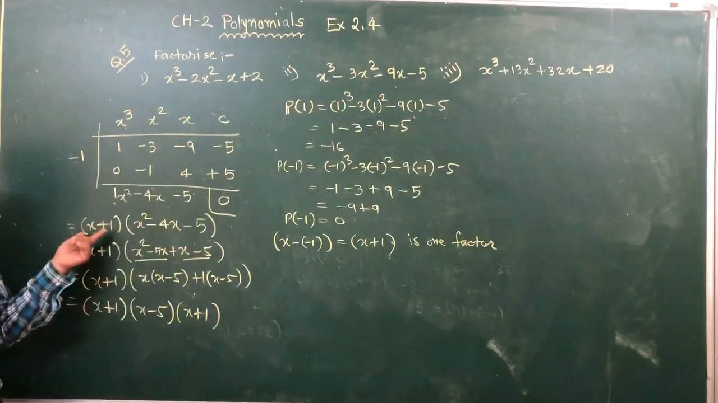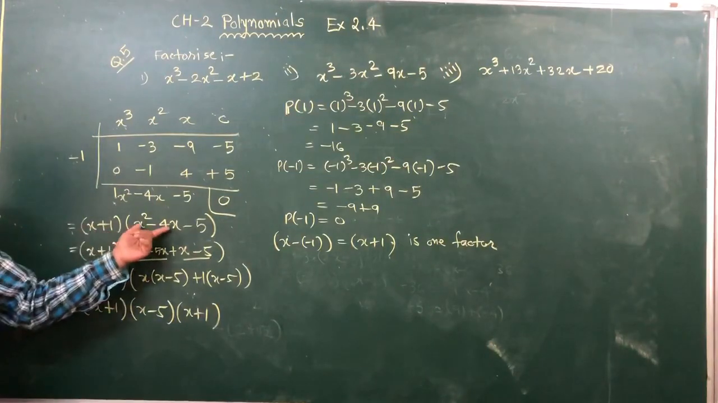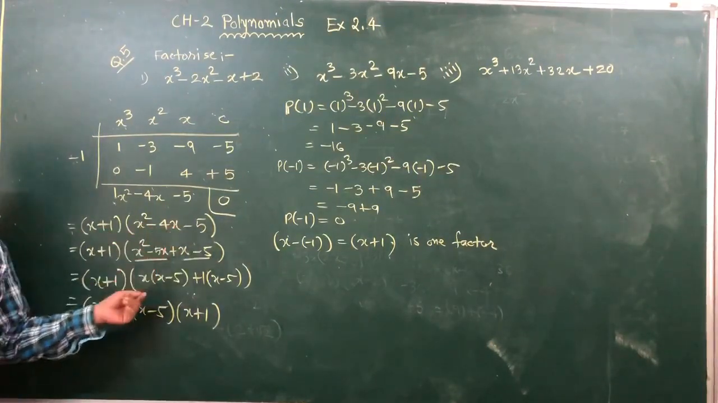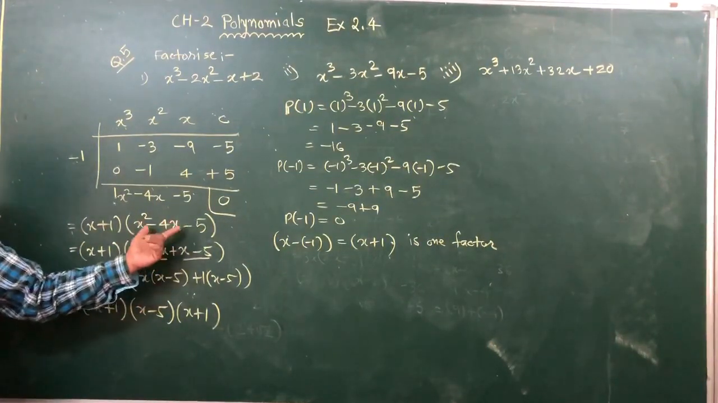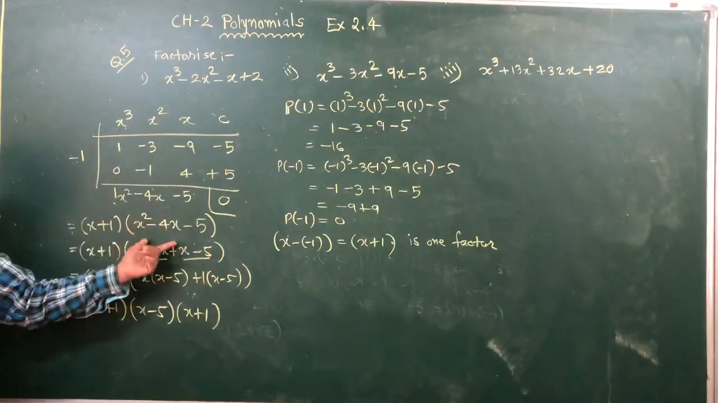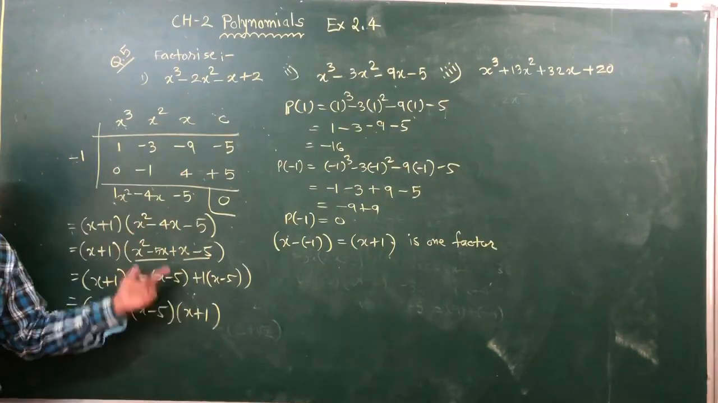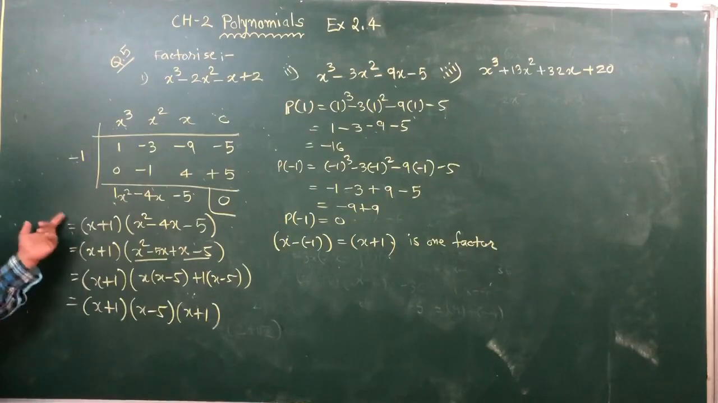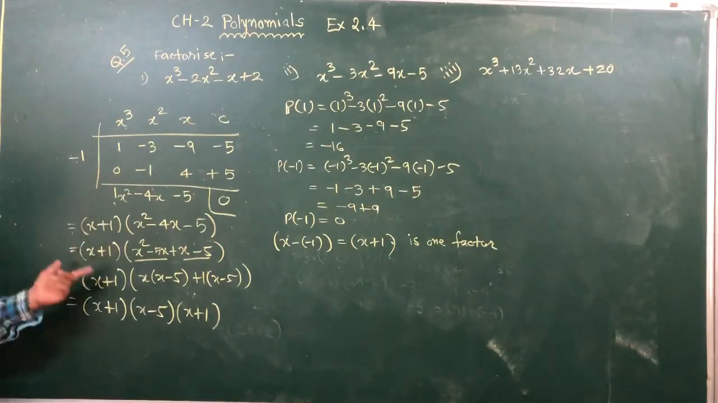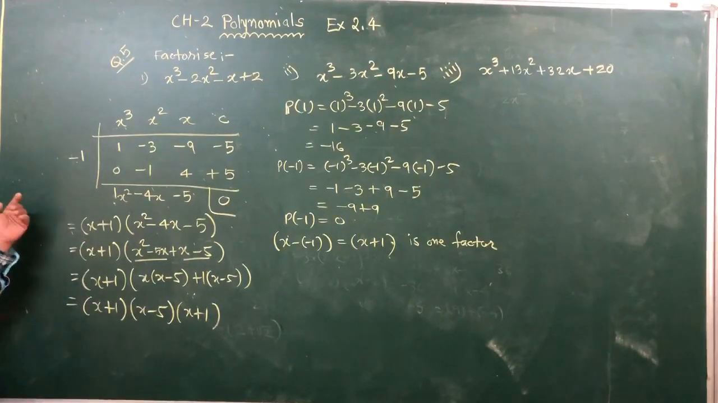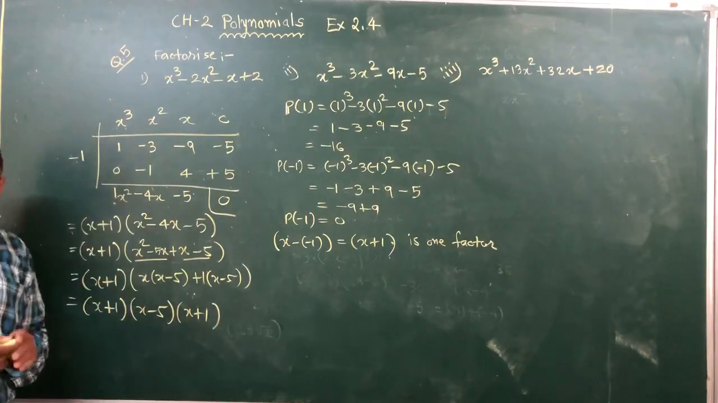So the first factor is x plus 1 and the other factor is x square minus 4x minus 5. And this one, like the previous question, we have to simplify. So this way you solve the questions. Now see, from the question itself you also get a hint that it can be solved directly.